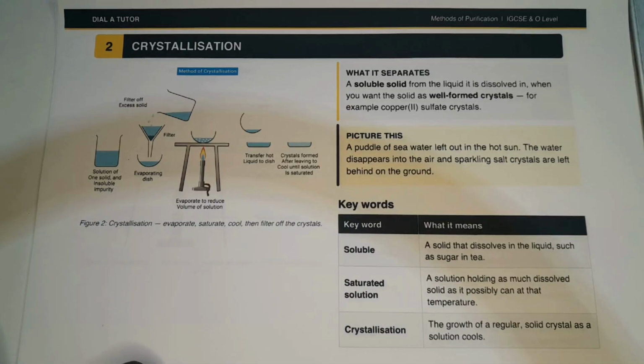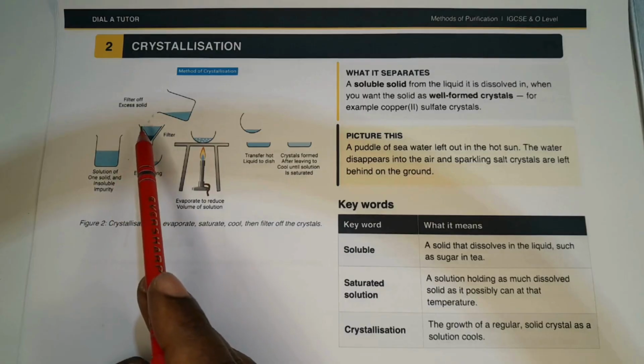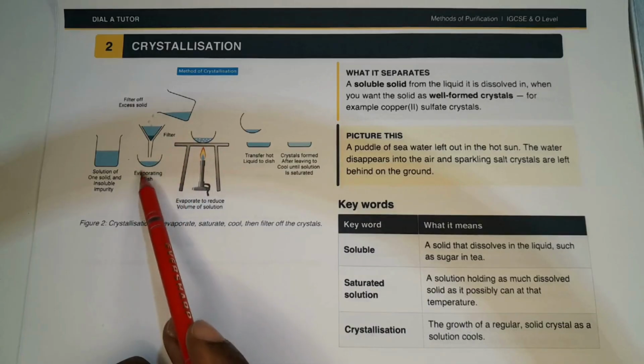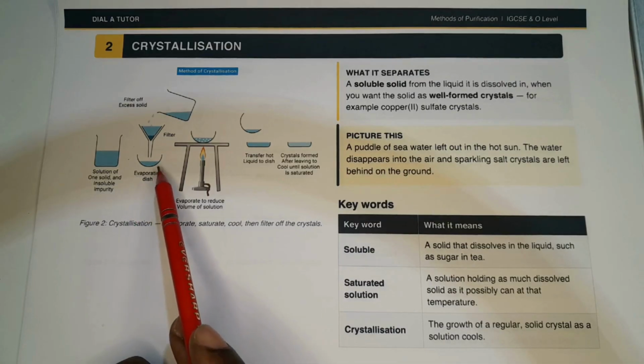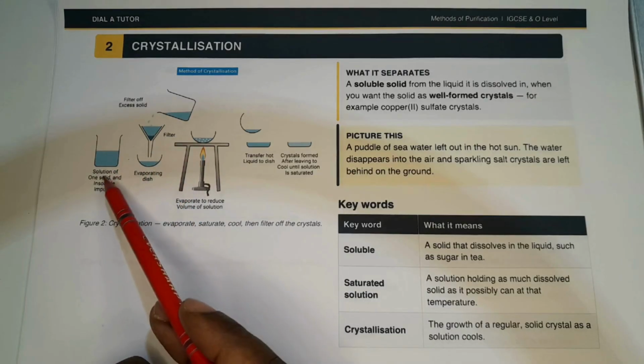All right. So we have this method here. What you need to do first is, if any insoluble material is present, filter it off and keep the filtrate. So what we have here is the filtrate. We could have any insoluble material probably present in here.